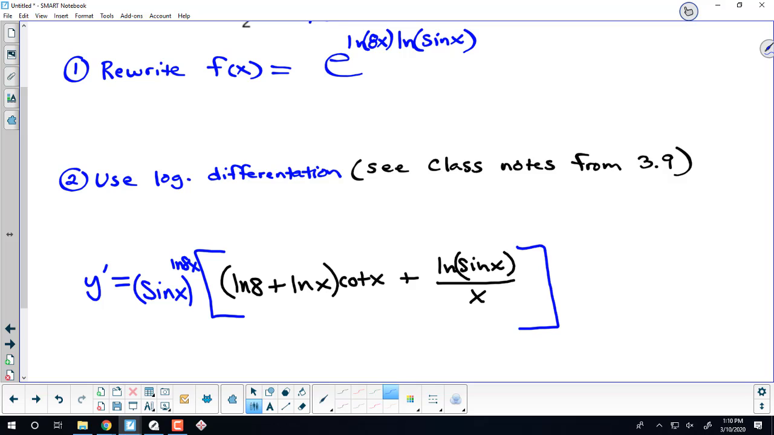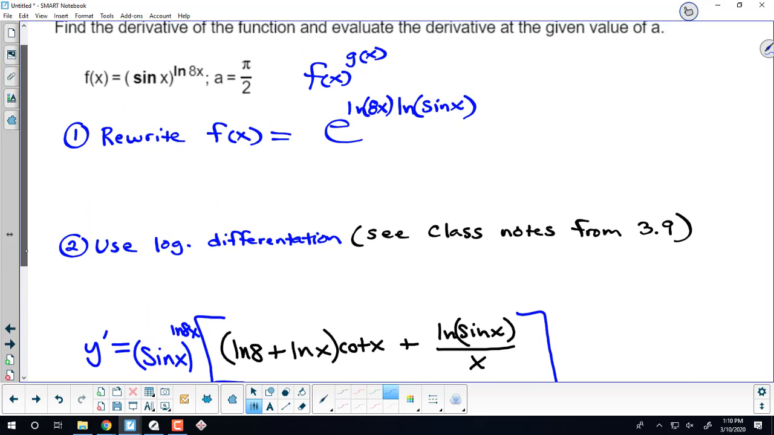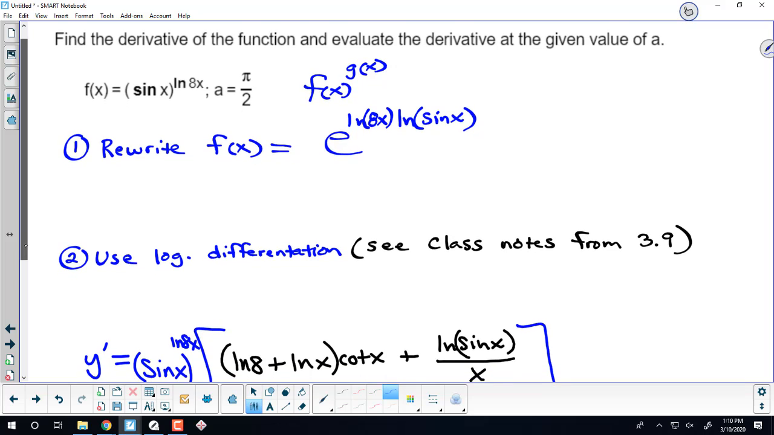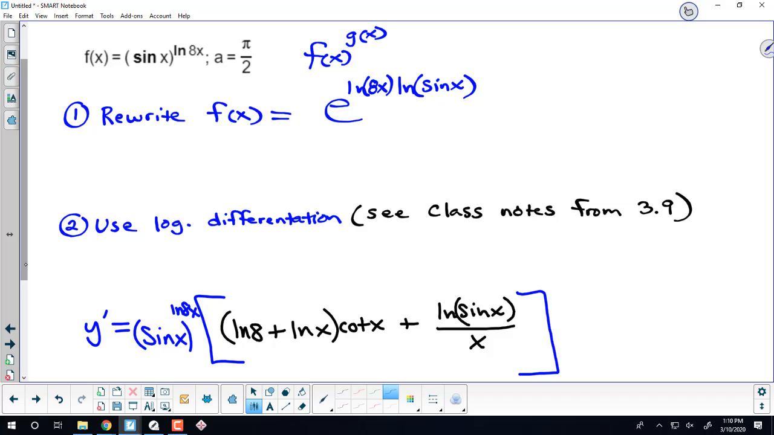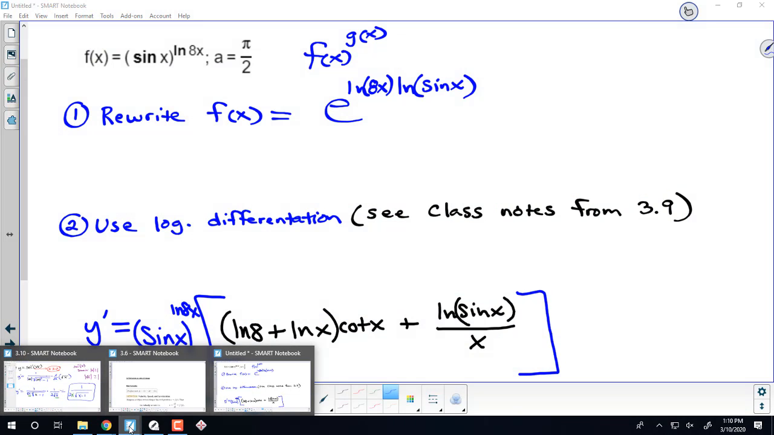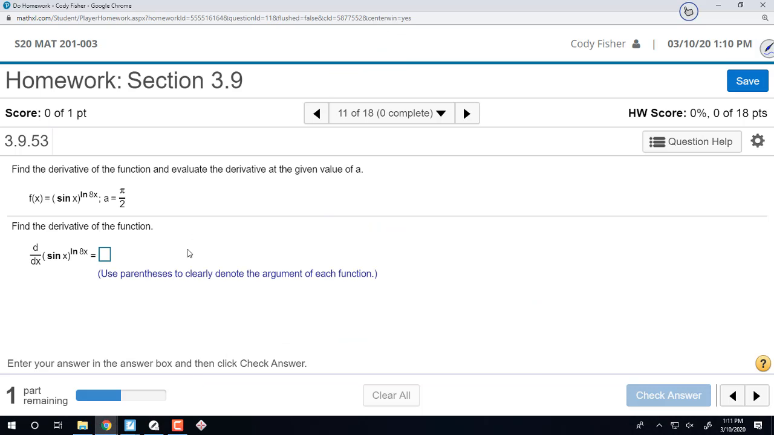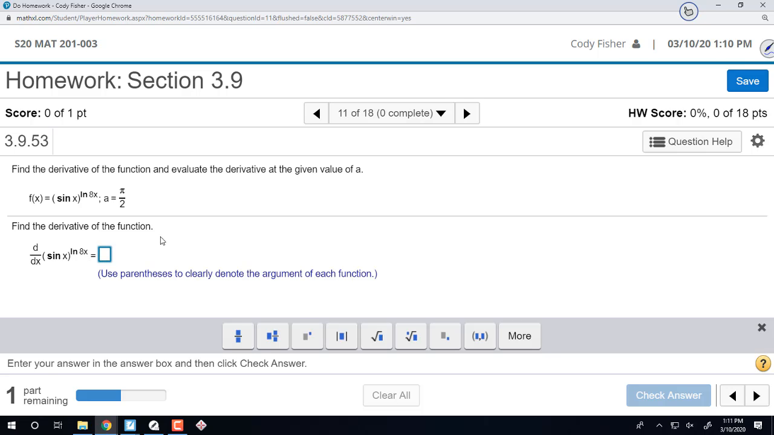Okay, so once we find the derivative, it wants us to evaluate the derivative at the given value of a. So I'm assuming that they're prompting what's the derivative, and then they want you to evaluate the derivative at a to give whatever that number is. I assume that's what it is. Okay, yeah, so they want you to find the derivative function. It says use parentheses to clearly denote the argument of each function.